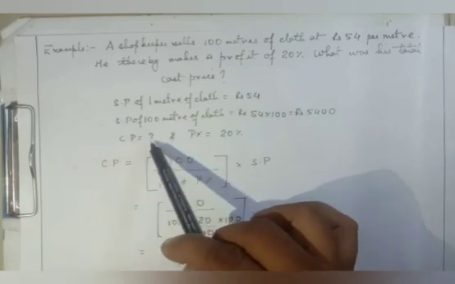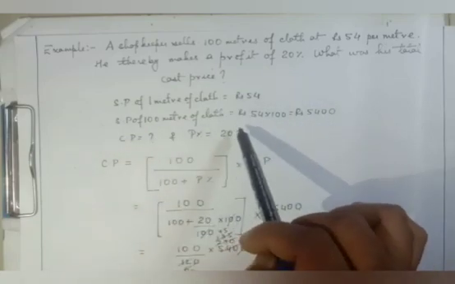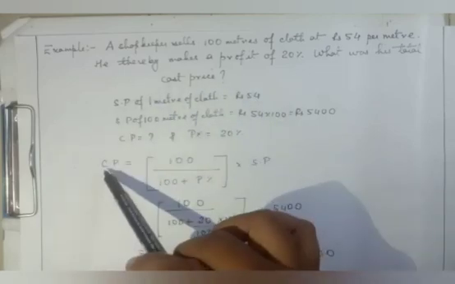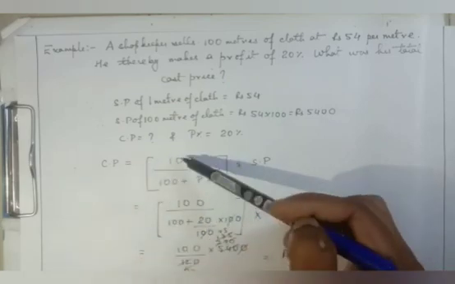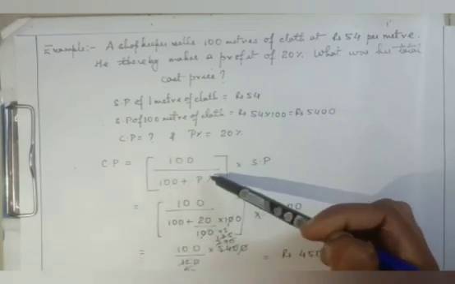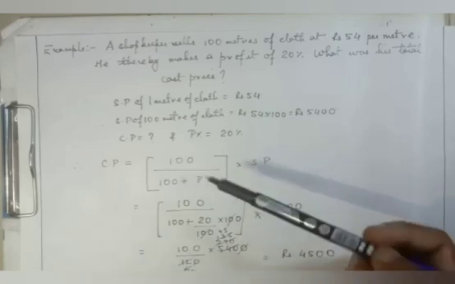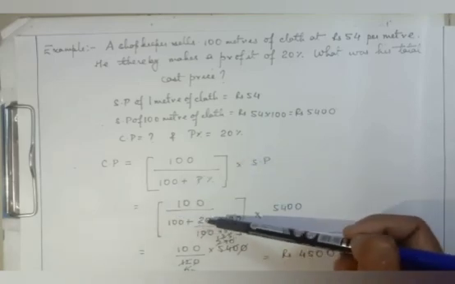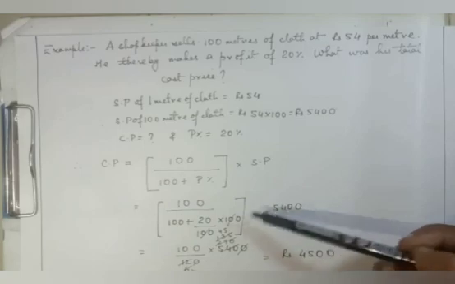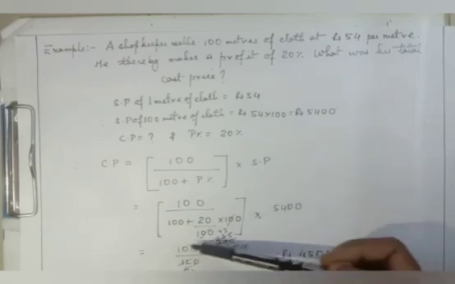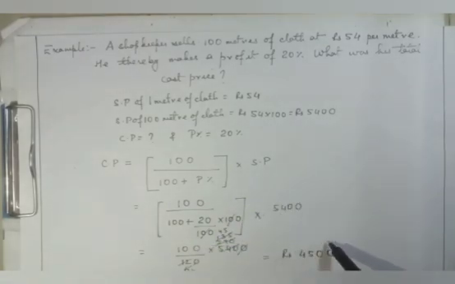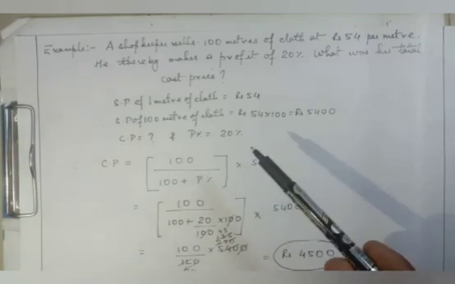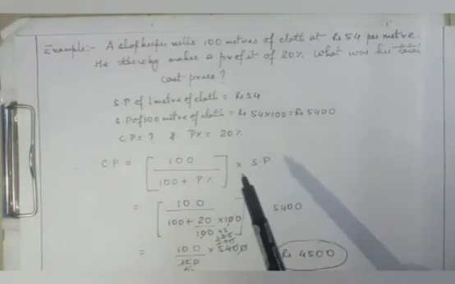Cost price you have to find out, and profit percent is given to you, that is 20%. So easily I can calculate cost price by applying a formula. Cost price is equal to 100 upon 100 plus profit percent into selling price. So it will be 100 upon 100 plus 20 upon 100 into 100 into 5400. When we calculate it, I am going to get rupees 4500. I hope all the examples as well as the formulas that I have explained are very much clear to everyone.